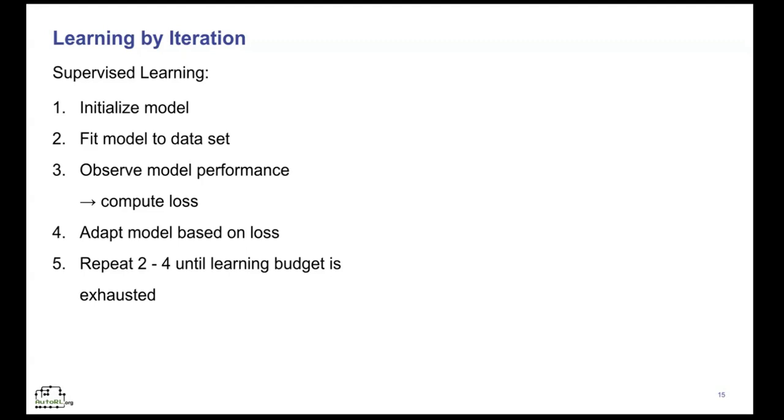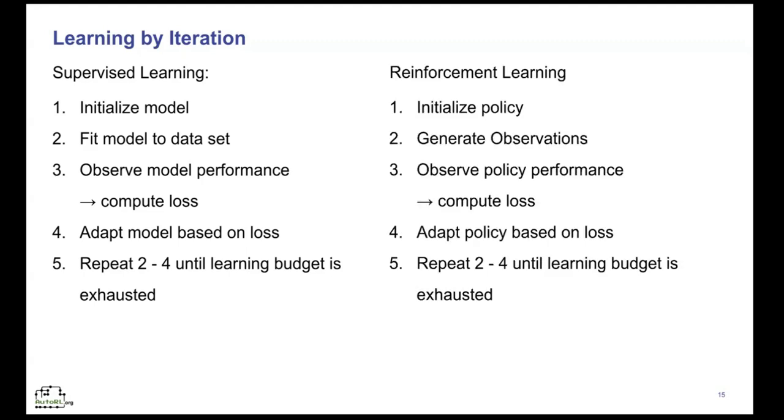That can be just following some gradient and so on, but you repeat these steps until your training budget is exhausted. If we look at reinforcement learning in a similar manner, then we initialize a policy, we generate some observations, we get the performance of the policy that gives us a loss, and we adapt our policy based on the loss. And again, we repeat this until our training budget is exhausted. Now, it looks very similar, but there's one crucial difference here. The word generate, right? We're not dealing with a static data set as we're doing in supervised learning. We're dealing with changing data. And we're dealing with changing data in an already iterative process, right? So we're actually trying to learn something in a moving target.